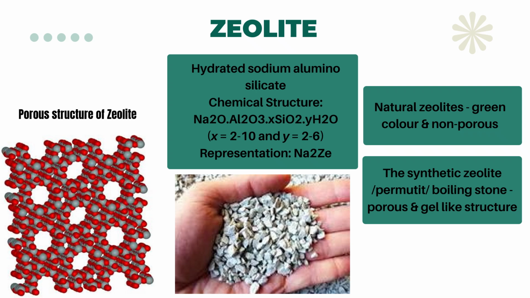There are two types of zeolite: one is natural zeolite, another one is synthetic zeolite. The natural zeolites are green in color, which cannot be used in the treatment because they have a non-porous structure. The synthetic zeolite form is called permutit or boiling stone. It has a porous and gel-like structure and it can be used in the treatment very easily. They are prepared by heating together china clay, feldspar and soda ash. Synthetic zeolites possess higher exchange capacity per unit weight than the natural zeolite.